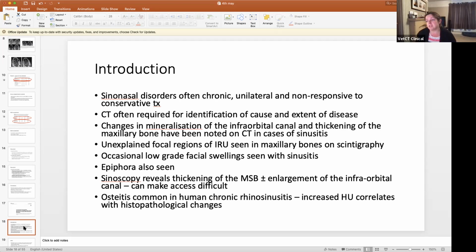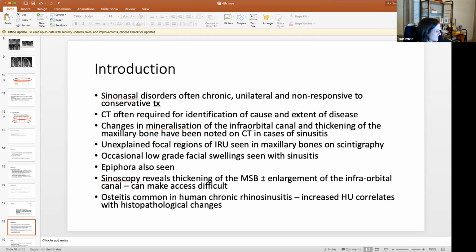We also see occasional low-grade facial swellings with sinusitis. I think there was a nice one that Laurence saw last week, actually, although that didn't really have sinusitis, did it? It just had a tooth, the one that we had both looked at last Thursday. I don't know, it had a hamster cheek. I remember we discussed the case, but yeah. Wait, I have to think a bit about it.